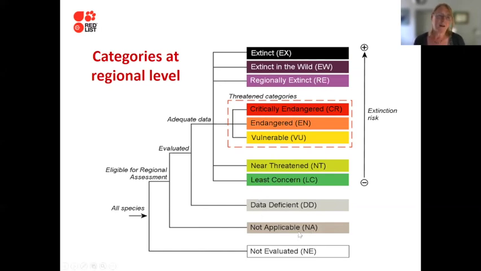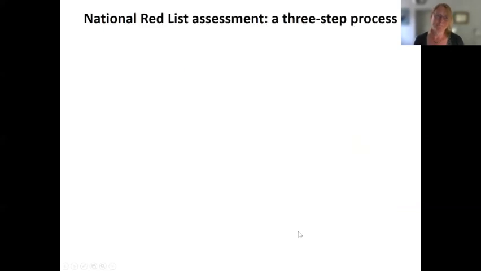And then we have a not applicable category, which means you have actively looked at this species, you've considered it for your national red list because it occurs within your country, but you have decided it's not applicable for your national red list for some reason. Now, what reasons might those be? I'll go into that in the next slide.